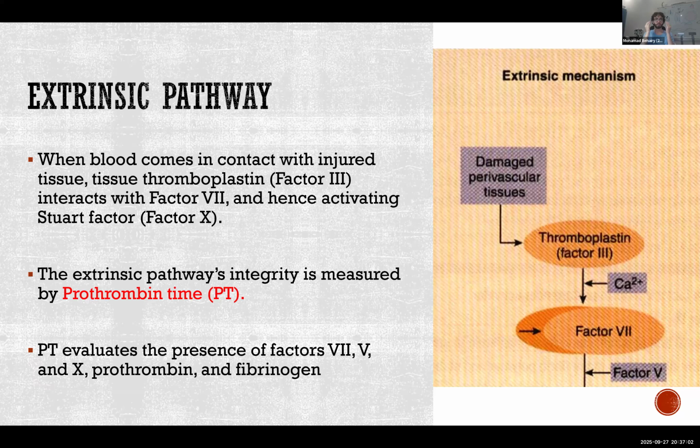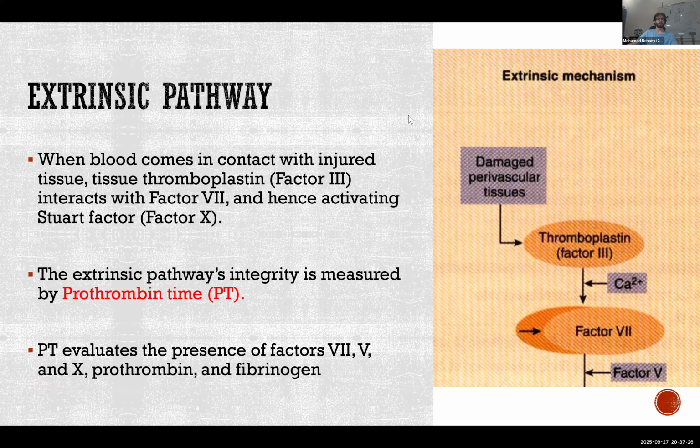But to think of it logically, if we have a problem in the extrinsic pathway, we depend on the extrinsic pathway to make the common pathway, so even the common pathway will be affected. Does that make sense? But yes, don't worry about calcium. Calcium is always found in the body.